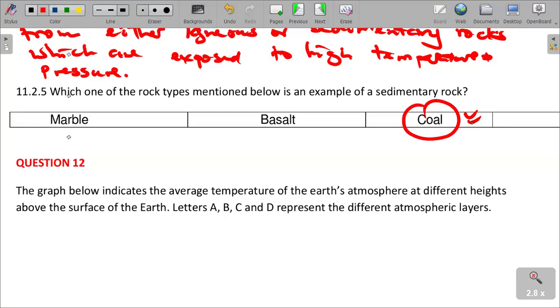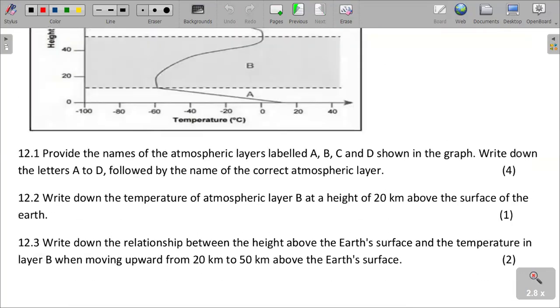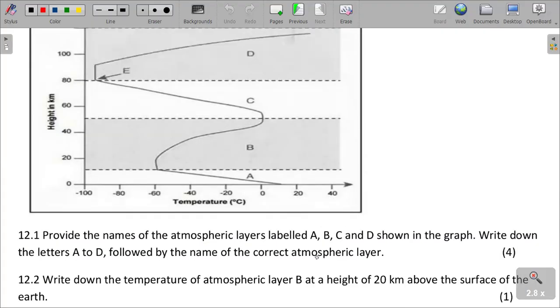And then the graph indicates average temperatures of the Earth's atmosphere at different heights above the surface of the Earth, which represents the atmospheric layers. We are asked to provide the names of the atmospheric layers A, B, C, D shown in the graph, writing the letters A to D followed by the name of the correct atmospheric layer. So I'm just going to write the names on the graph.